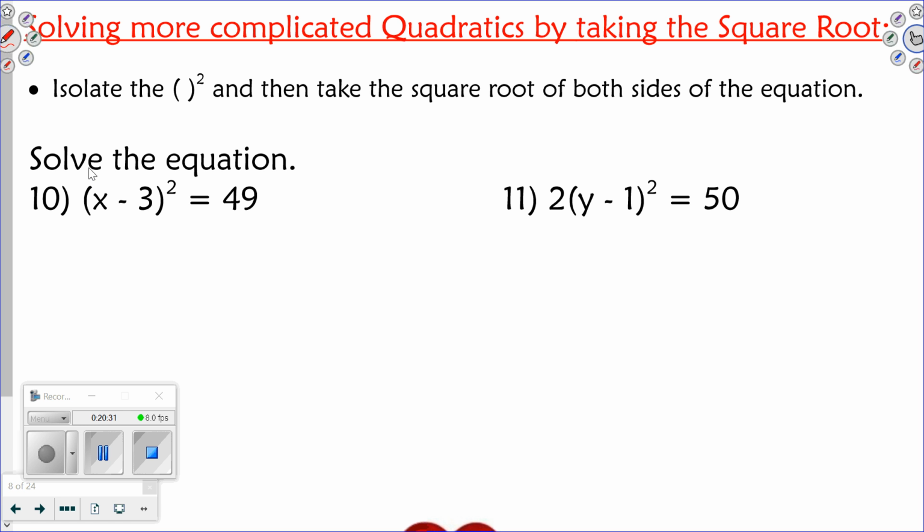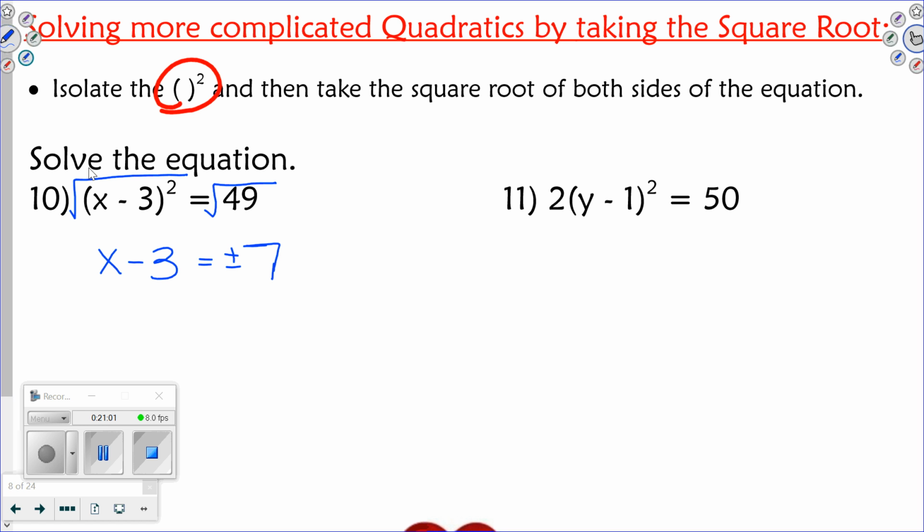So all we have to do is isolate the x squared, or the parentheses squared, and it's going to work the same way. So now when I take the square root of both sides, what's the square root of x minus 3 squared? It's just x minus 3. Because what's the opposite of squaring something? Square rooting something. Yeah, they cancel each other out. And what's the square root of 49? So plus or minus 7?